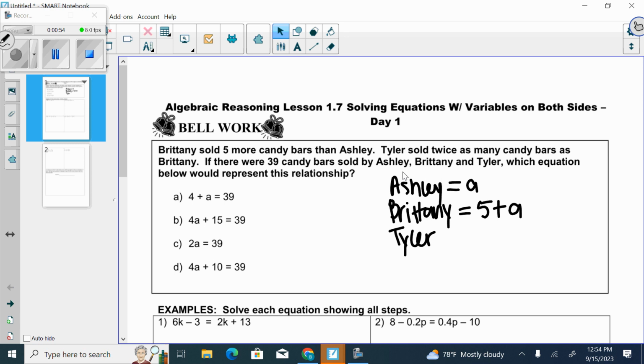Okay? Then it says Tyler sold twice as many candy bars as Brittany. Twice means what? Times 2. 2 times Brittany. And what did we write down for Brittany? 5 plus A. So 2 times that. All right. That's 10. And then it says there were 39 candy bars sold by them all together. So I'll put all of this together, and that is what will be set equal to the 39 candy bars.